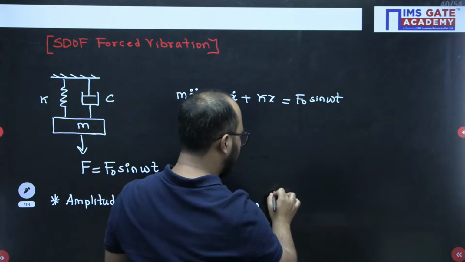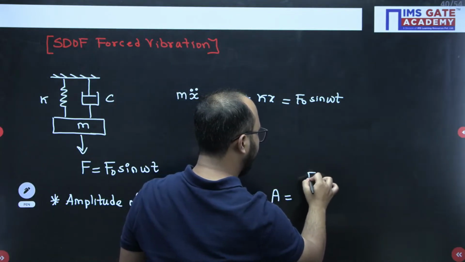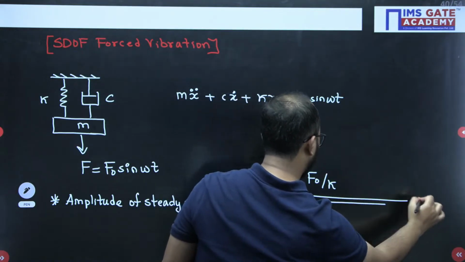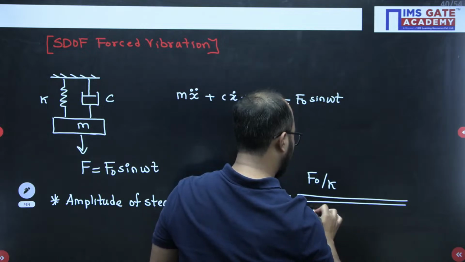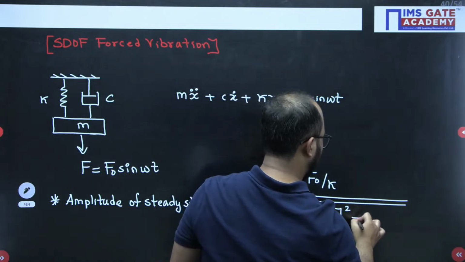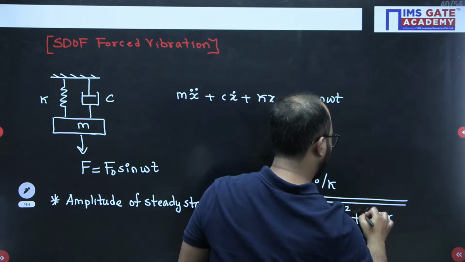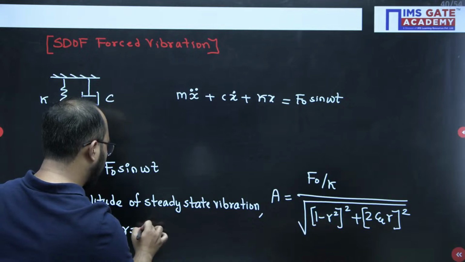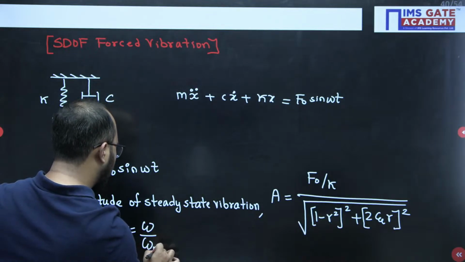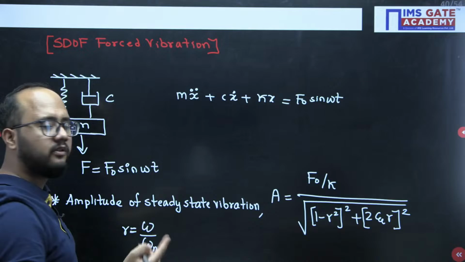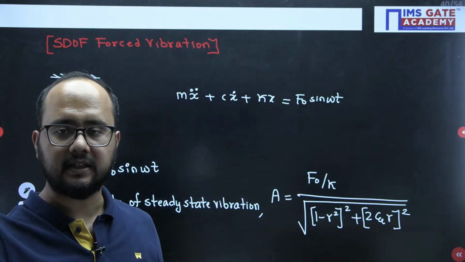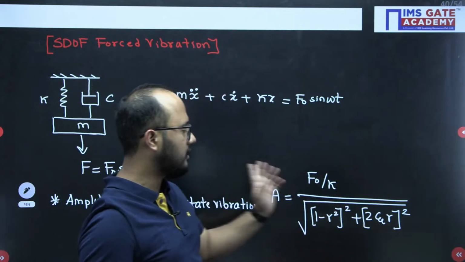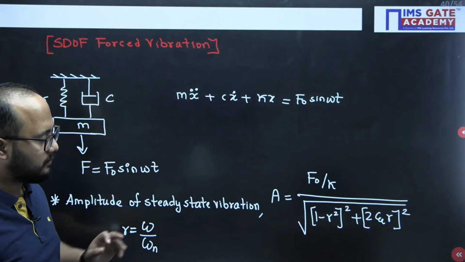So that amplitude of steady state vibration is basically F naught divided by K, divided by under root of (1 minus R square) whole square plus (2 into damping factor into R) whole square. Now what is R? R is the ratio of frequency omega by omega n. Omega is our excitation frequency, omega n is the natural frequency, right? So this point you should remember. And this is the damping factor, F naught is the force and K is the stiffness of the spring.